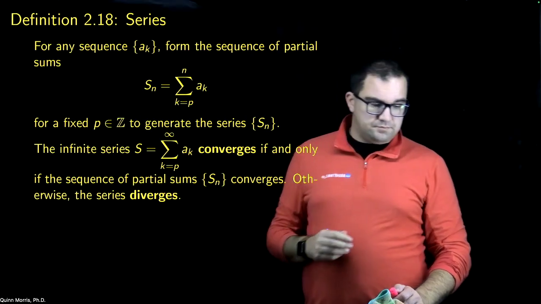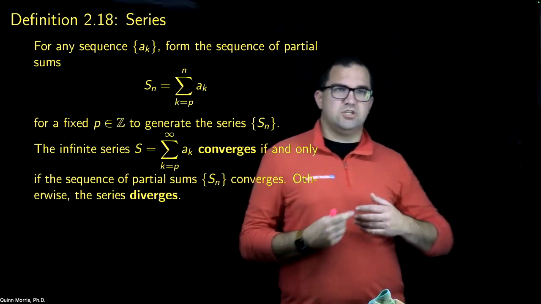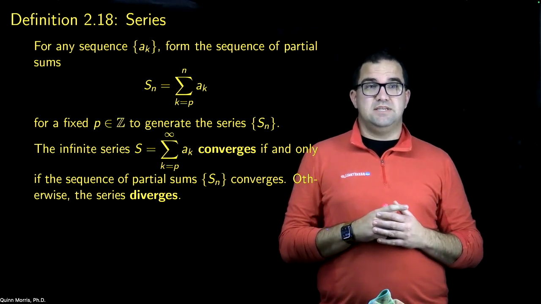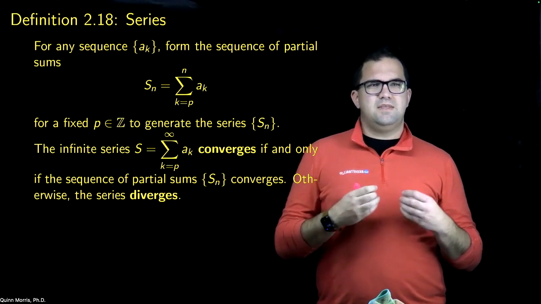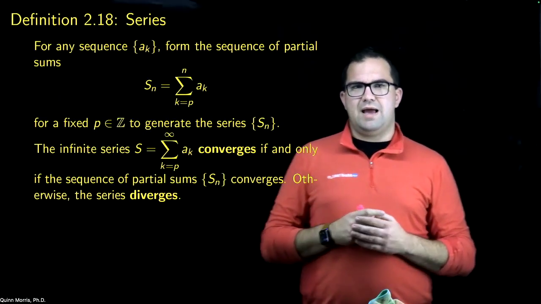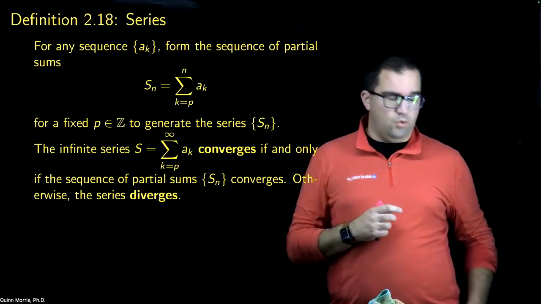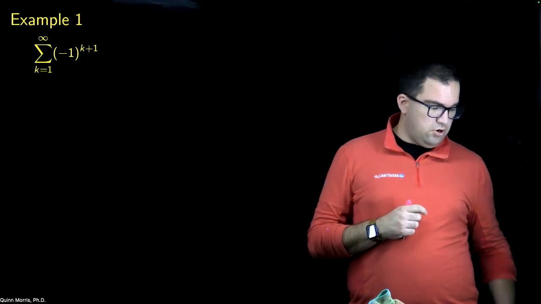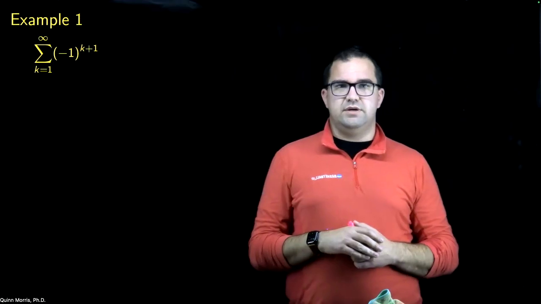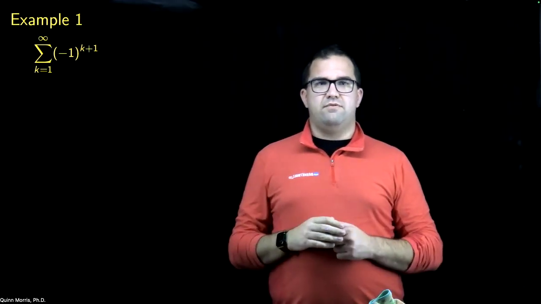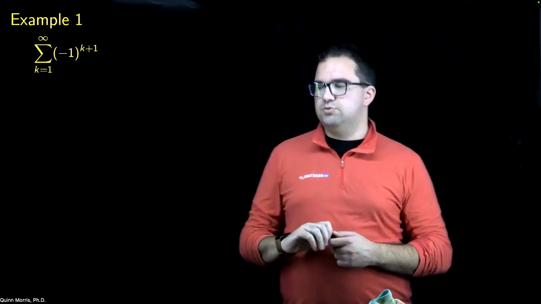Now, we want to start by looking at some examples of infinite series to observe some of the different kinds of behaviors we're going to have to contend with as we explore series a bit more. So I want to start with a series: the sum from k equals 1 to infinity of (-1) to the k plus 1.